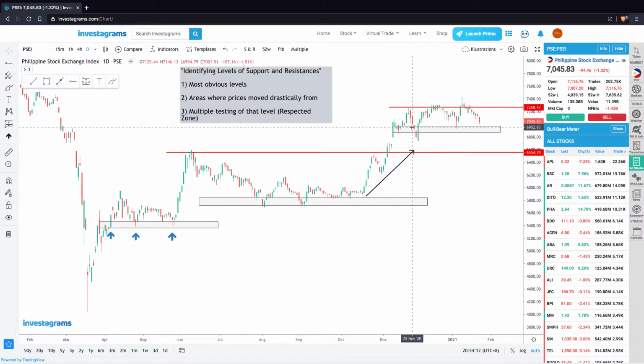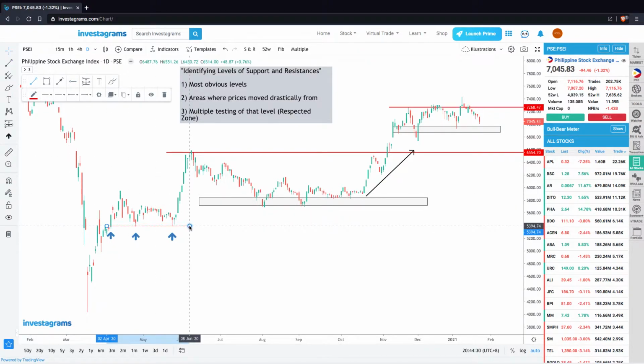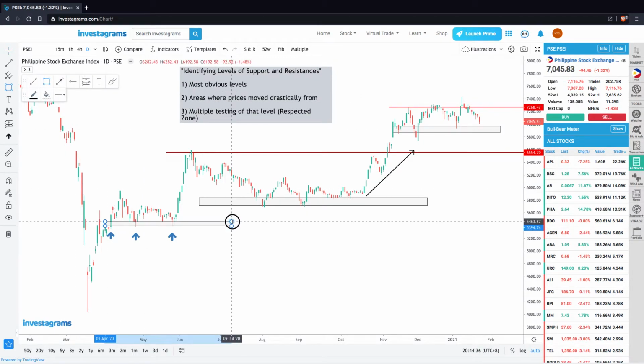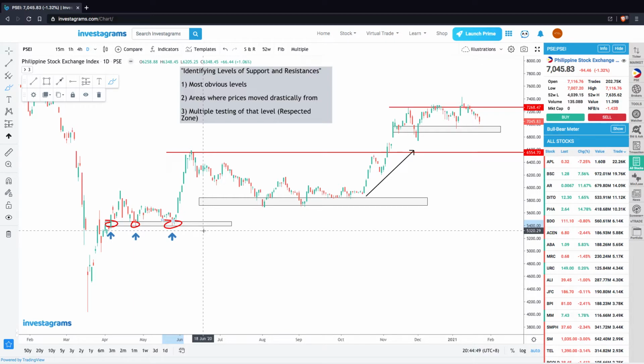I like to make sure that it's been tested at least 3 times. So like this one, it was held up here, and then here, and another one here. Some people draw a line from the left to the right to connect those dots, but I like drawing my support as a zone because we never know the exact prices for anything. So what I like to do is find areas where it has been touched multiple times, where it failed to break below, thus calling it a support area.